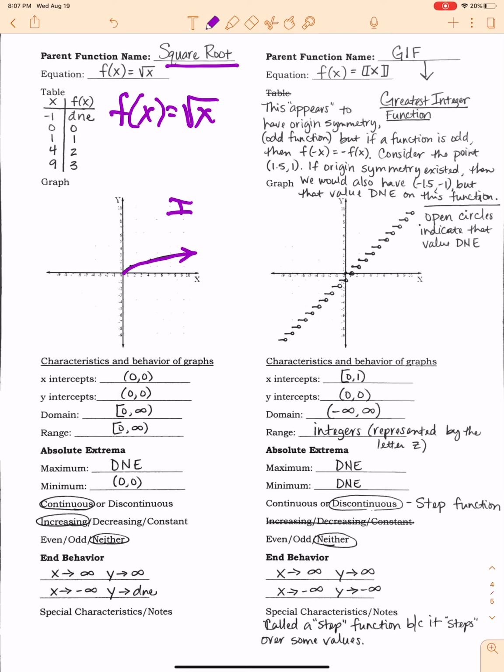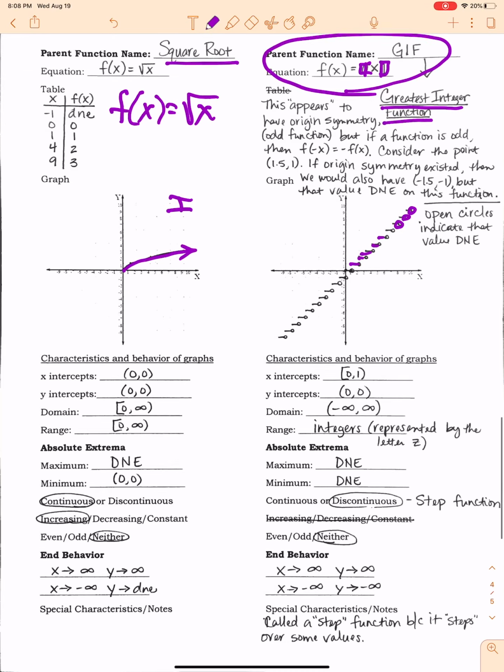Okay, and then of course we move on to this one. This is a brand new function for you. You probably don't know what it is. It is called the greatest integer function, so you will see me abbreviating it as GIF. And of course, it looks like it's got absolute value here, but these are little brackets with lines in them, so it does look a little bit different. And it's our stair-step function, okay? But I want you to notice these little open-ended circles at the end. That indicates that those values don't exist right there. So this one's a little tricky, and we're going to talk more about it as we move through our notes.